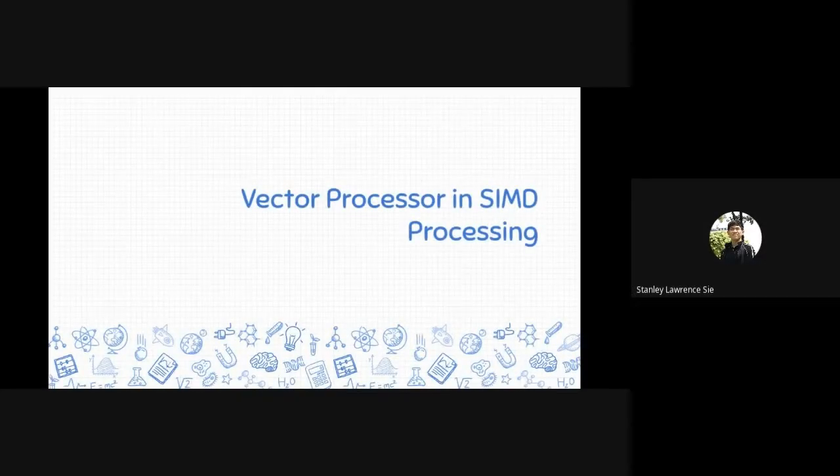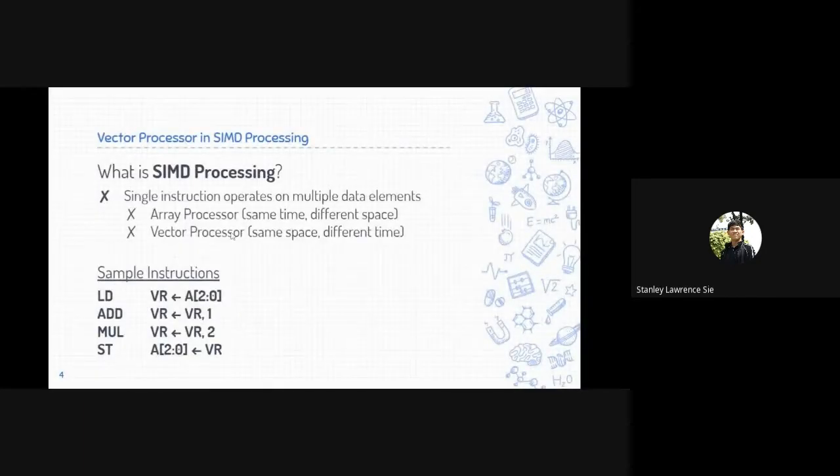So when we're talking about vector processor in SIMD processing, first we need to define what is SIMD. SIMD, or single instruction multiple data processing, is a single instruction that can operate on multiple data elements. This was divided into what we call array processor and vector processor. Array processor operates on multiple data elements at the same time using different spaces, while vector processor operates on multiple data elements in consecutive time steps, but still uses the same space or same functional units.